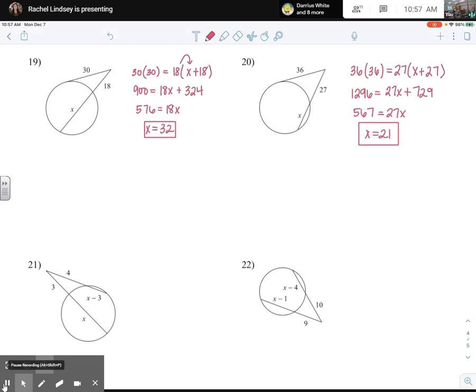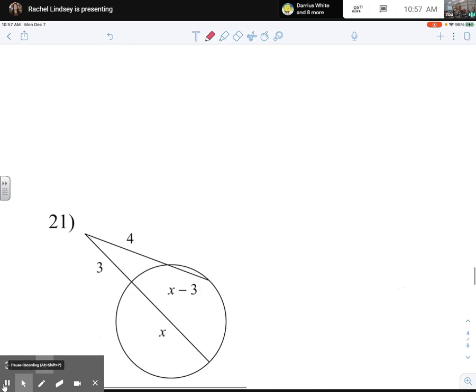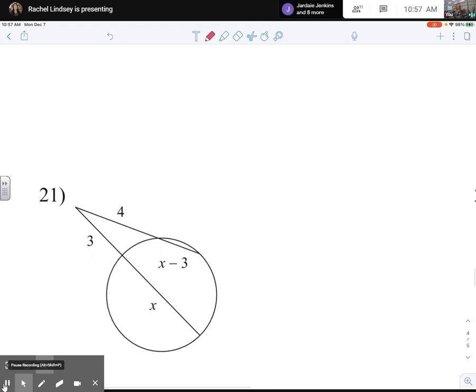We have two secants. So on that top secant, we have 4 as our outside. And then the whole thing is going to be x minus 3 plus 4. So I'm adding up the two parts to get the whole. So what's negative 3 plus 4? Positive 1. So I'm going to have x plus 1 right there.